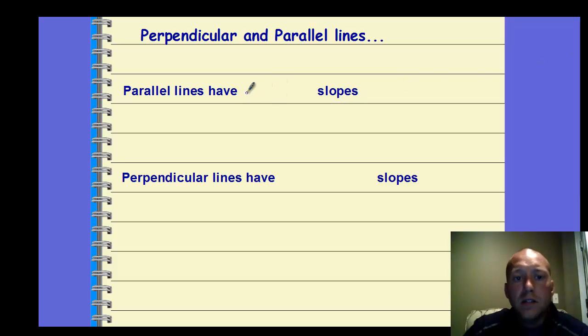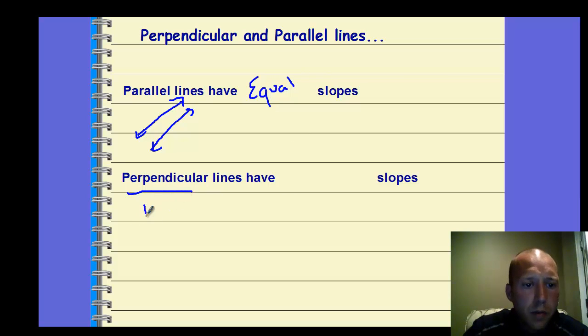So parallel lines, last thing here, parallel lines, lines that do not intersect, those would probably intersect down the road, but have equal slopes. They are the exact same value. Their slopes are the same value.